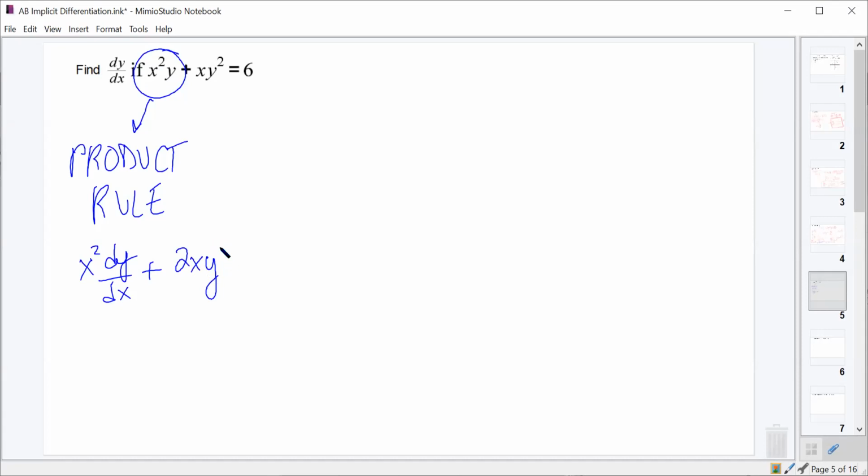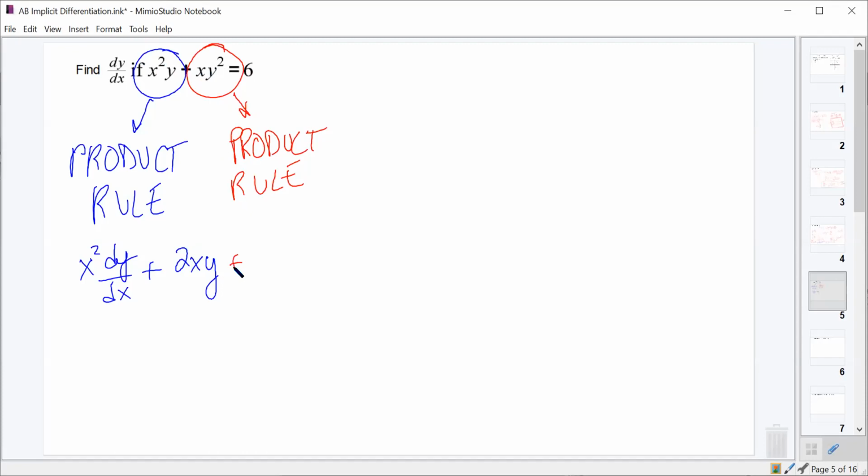Since I didn't take the derivative of the y term on the second part of the product rule, I don't put a dy dx next to it, right? Because it's just the derivative of x squared times y. Everybody good with that? Yeah. Now what about xy squared? What are we gonna have to use? Same one. Product rule. And a big mistake that a lot of people make is they don't use the product rule for these in implicit differentiation. You need to use the product rule.